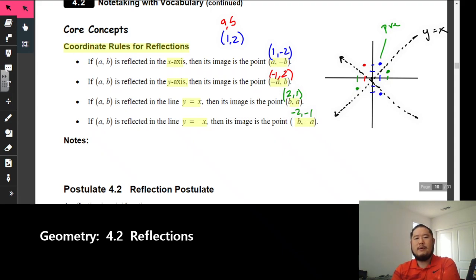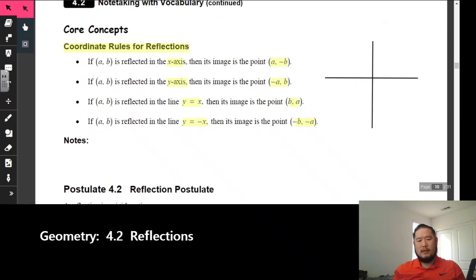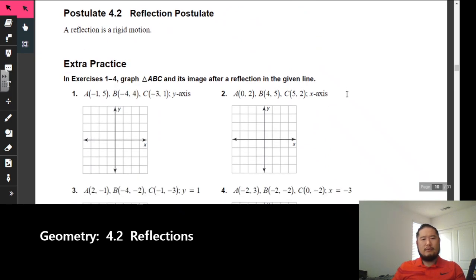All right? So you have to remember these 4 different rules for the reflection. And that's pretty much it. Bottom line, make sure you know them. All right? The reflection postulate says a reflection is a rigid motion. So once again, what is rigid motion? The angles stay the same and the lengths stay the same no matter what we're doing, whether we're reflecting up, down, left, right, diagonally, and so on.